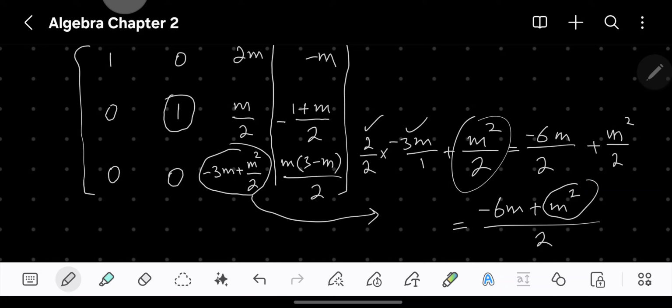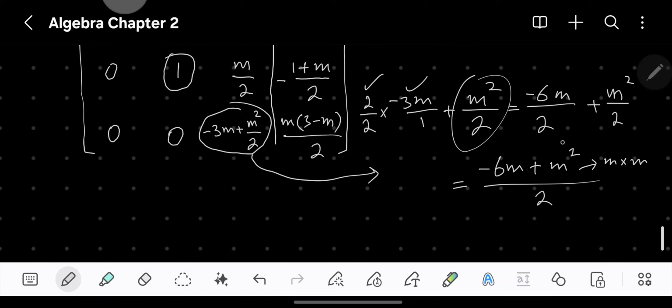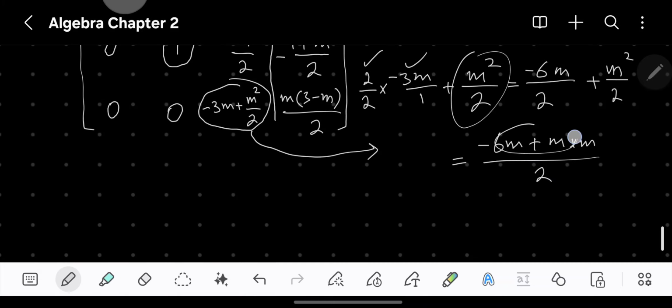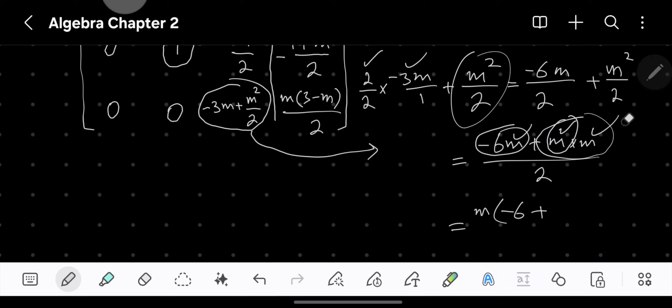Since m square means m multiply m, right? It is m times m. Now I can take m common, right? So let me write m times m, because m square is m times m. Now I can take 1m common from both. So if I take m common, this one and this one is taken out. So what is left here? Only minus 6. What is left here? Only the other m, because this m is taken out and this m is left. So I will write plus m by 2.